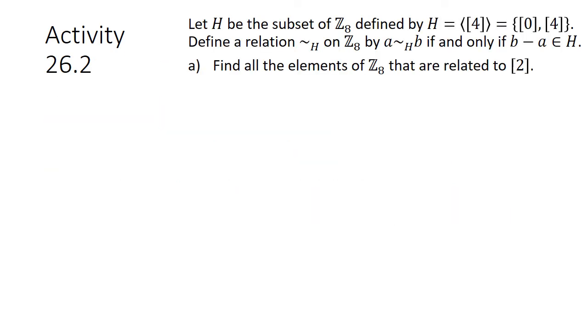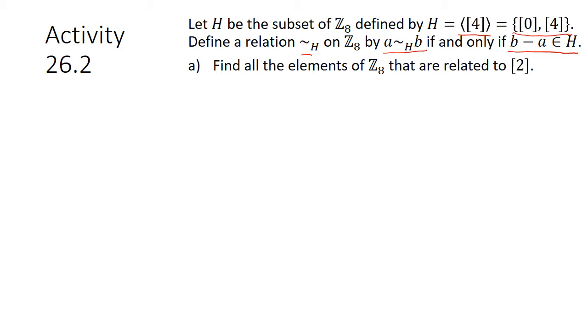Okay, so let's go over this activity. So let H be the subset of Z8 defined by H is the cyclic group generated by 4, which consists of just the elements 0 and 4. Define a relation, I'll call this tilde H, on Z8 by a is related to b if and only if b minus a is in H. Find all the elements of Z8 that are related to 2.